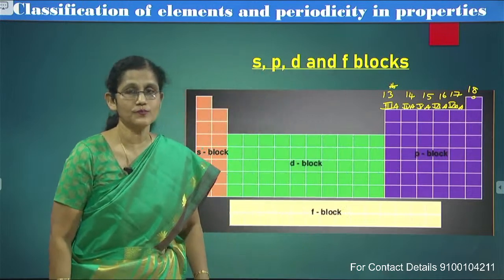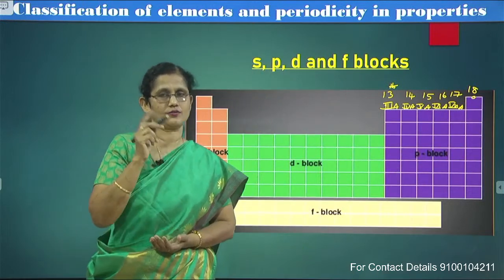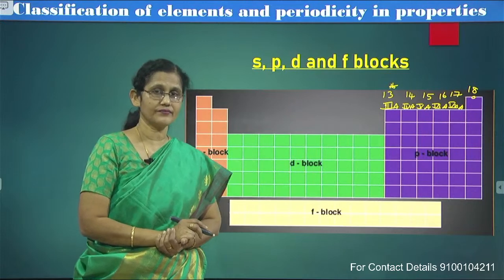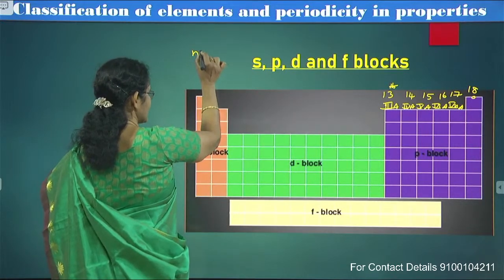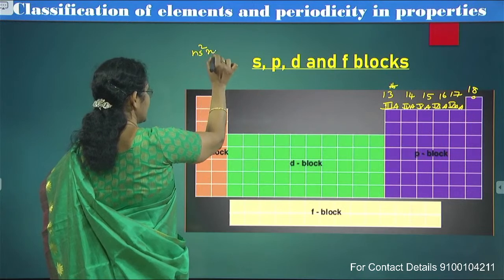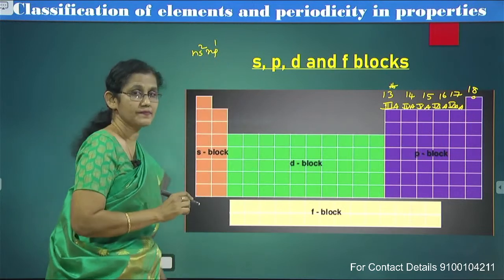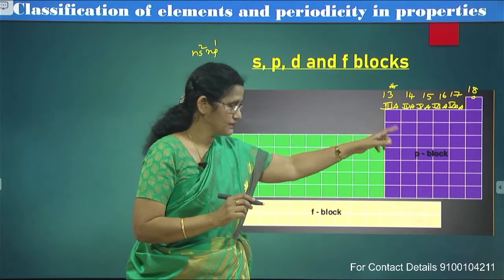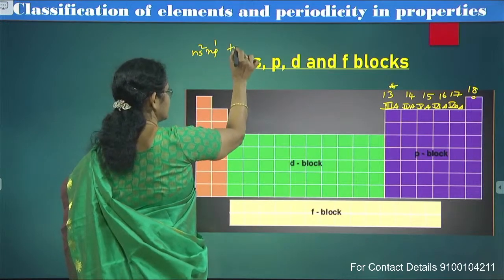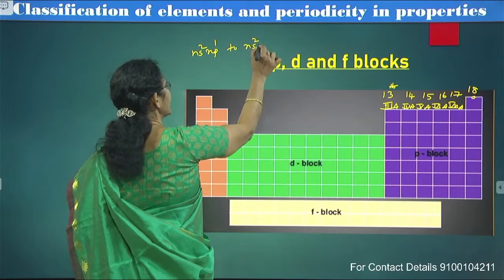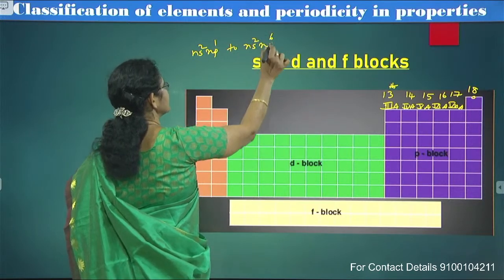So, how many groups are present in p block? 6 groups. What is their valency configuration? So, they have ns2 np1. The p orbital is being filled, np1, np2, np3, it goes on till ns2 np6.